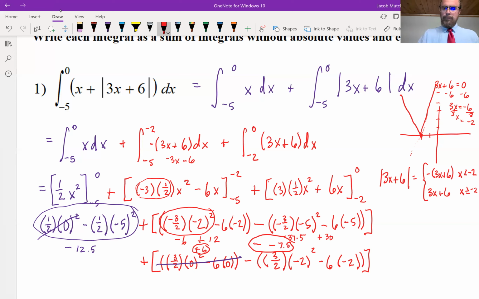There's one group of calculations left to simplify. So that's this last expression here. So it's negative out front, and then 3/2 times negative 2 squared. So negative 2 squared is 4, divided by 2 is 2, times 3 is 6. And then negative 6 times negative 2 is going to be 12. So 6 plus 12.